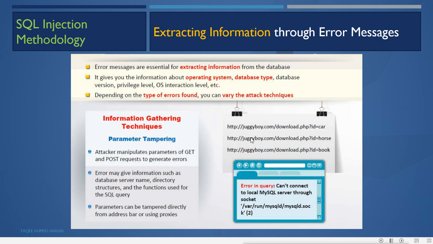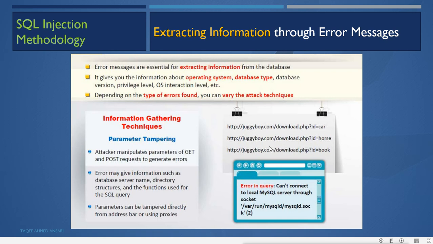For example, here is the URL, which says download the ID car. We change it to horse or book. An error comes: can't connect to a local MySQL server through socket. This means there is a MySQL server, and it is saying that there is no connection. This error reveals that the application is connected to a MySQL server.